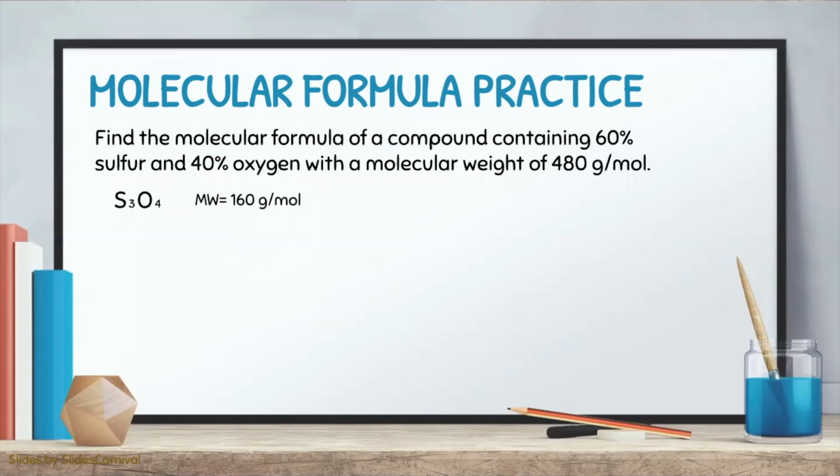So here's the molecular weight that I calculated for S3O4. Now divide the 480 by 160, and you'll get 3. Now you can multiply that by the empirical formula. And your molecular formula is S9O12.